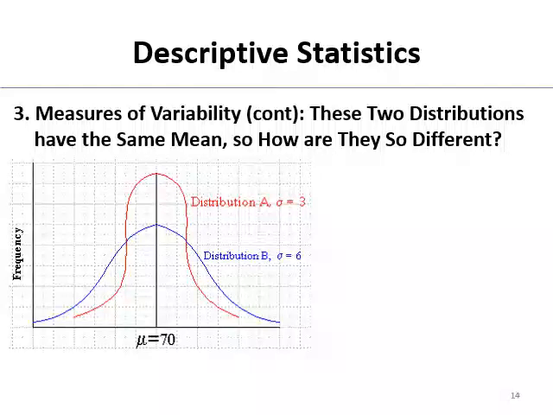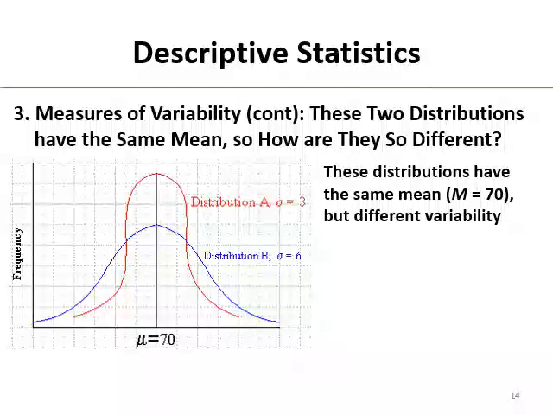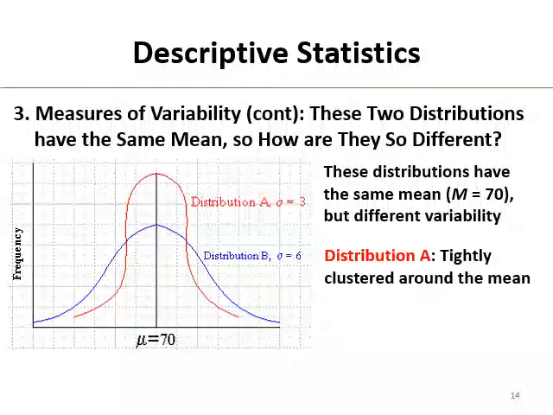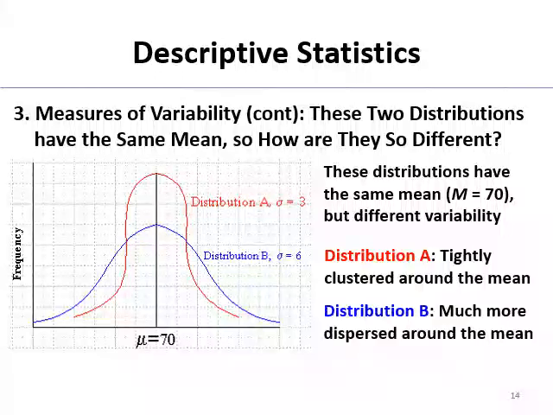So again, this is why measures of variability are important in addition to what was the typical score, that is, your measures of central tendency. So they both have a mean of 70, but they have different variability. In distribution A, the scores are really tightly clustered around the mean. In distribution B, the blue one, they're much more dispersed.